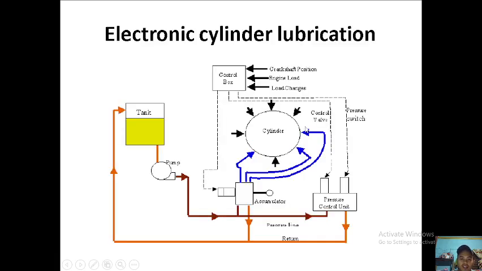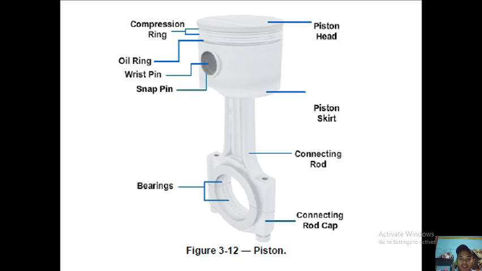Okay, next we have the electronic cylinder lubricator. This is used to lubricate our liner and piston. This is electronically driven. We also have a manually driven cylinder lubricator, or mechanically driven. But with the electronic cylinder lubricator, the lubrication is better, with 50% less lube oil consumption and more protection to the moving parts.